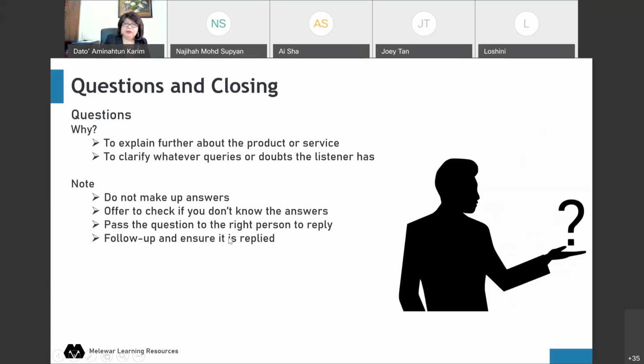And always remember this. When you say, I will get the answers for you, you have a question, you have to pass the question to the right person to reply. In this case, he has to go to somebody who's doing technical, to give the right answer. And of course, it is your job to ensure that this person that you ask actually replies, right? You have to follow up with the person, right? Just a few pointers there, okay?